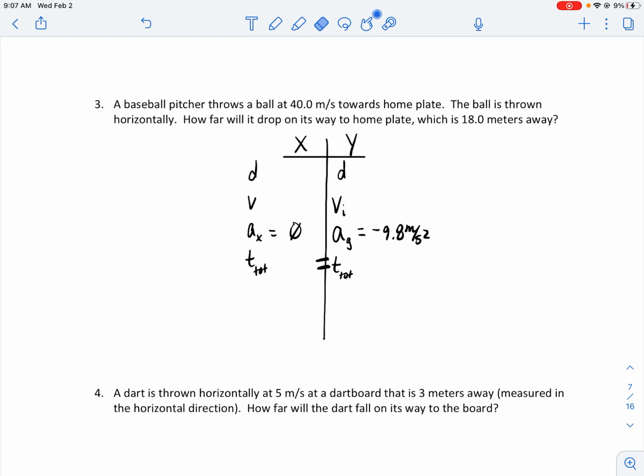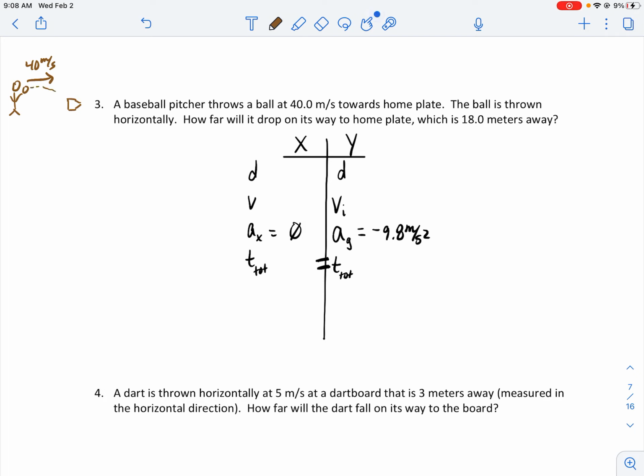Okay. So now the problem says that we have a baseball pitcher and they are going to throw a ball. So here's my pitcher. They're going to throw a ball to home plate. So home plate is over here. And they tell us that he throws the ball at a speed of 40 meters per second. And they're telling me specifically he's going to throw it perfectly horizontally. How far will the ball drop on its way to home plate?